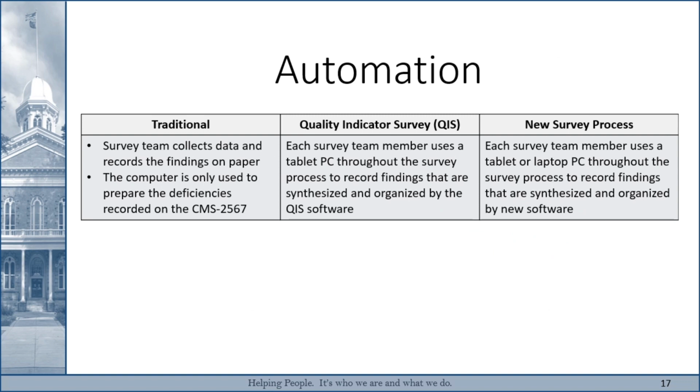Automation. In the traditional survey process, the survey team collects data and records the findings on paper. The computer is only used to prepare the deficiencies recorded on the CMS 2567, better known as the Statement of Deficiencies. With the Quality Indicator Survey, or QIS, each survey team member uses a tablet PC throughout the survey process to record findings that are synthesized and organized by the QIS software.